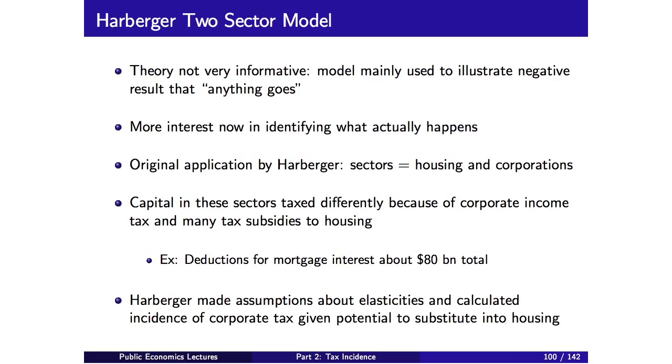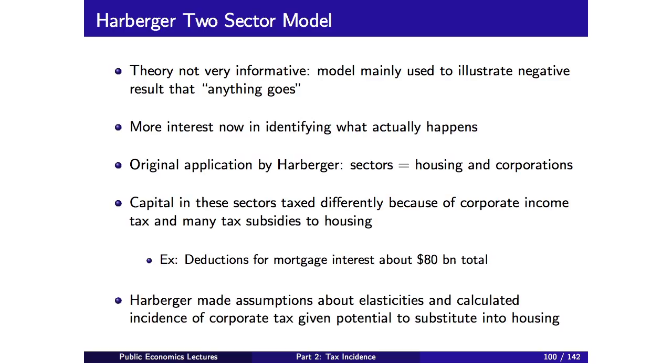In his application, the two sectors were housing and corporations. So the idea is that these are both sectors that are combining capital and labor to produce things that people want. But capital is taxed very differently in those two sectors because the corporate income tax affects corporations. But when you produce a house, you actually have a lot of tax subsidies, right? Like the mortgage interest deduction. And Harberger's point is that this creates potentially a lot of inefficiency and has complex incidence effects.